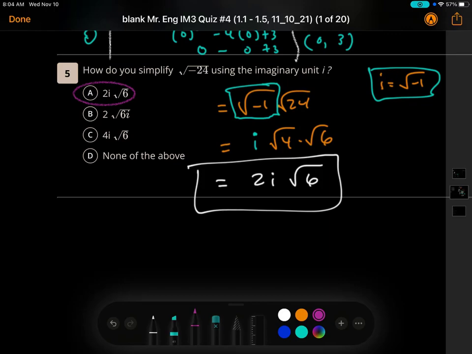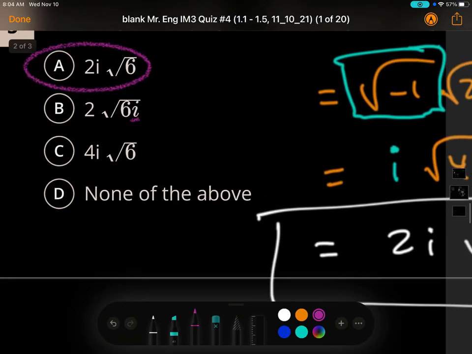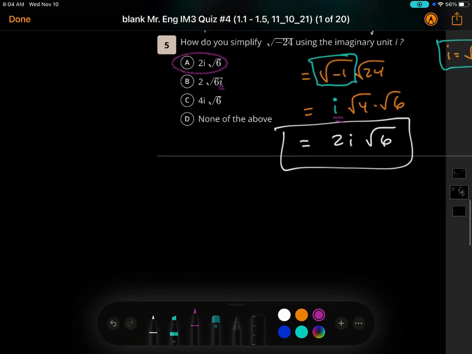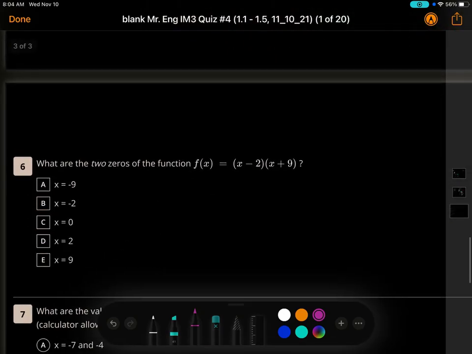Notice you don't need to put plus or minus because you're not solving for x here. We didn't have to take the square root property. Another mistake, like a letter B, is putting the i on the outside of the radical sign.